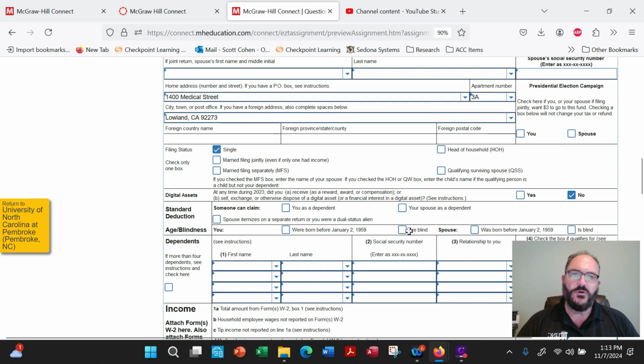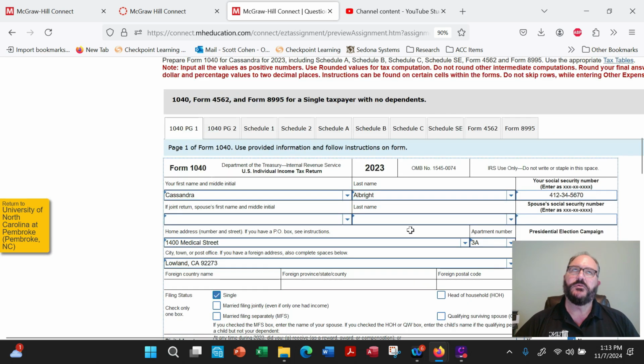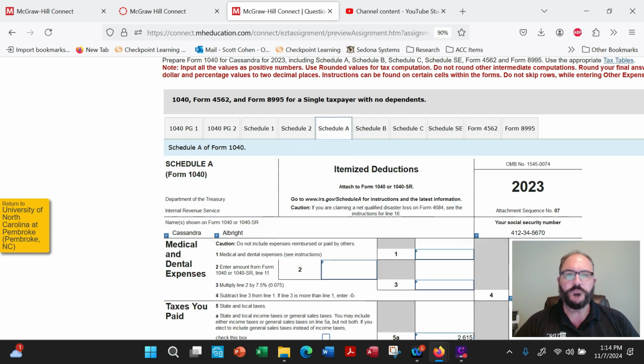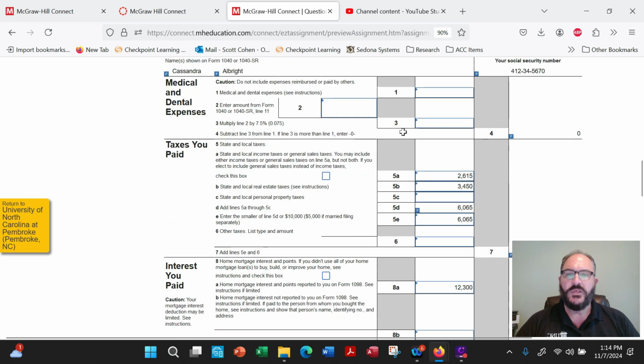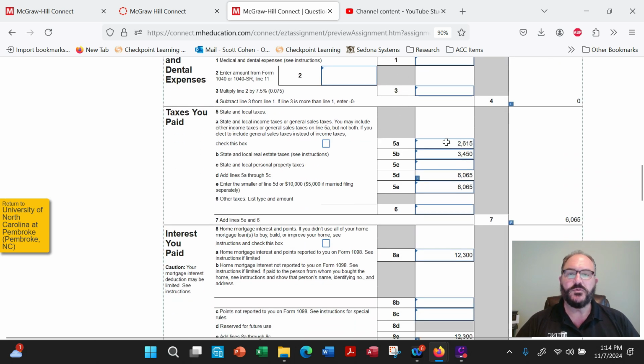Now we also have that information about her deductions. Now it looked like she was going to be able to itemize, right? So let's get these schedules done, because this information flows over here to the 1040, okay? So we go here to Schedule A, all right? And again, her information up here at the top. And then these, you were given all these numbers right here.